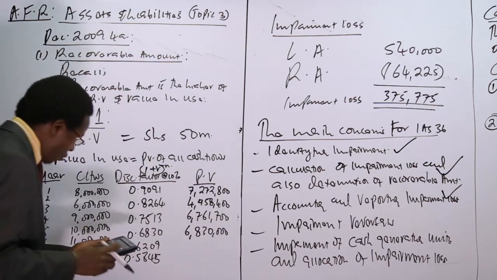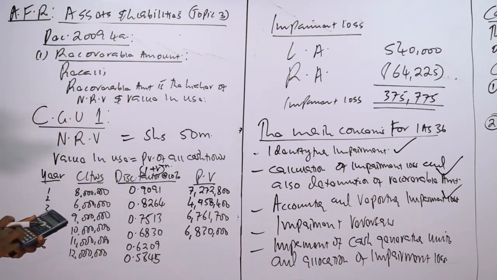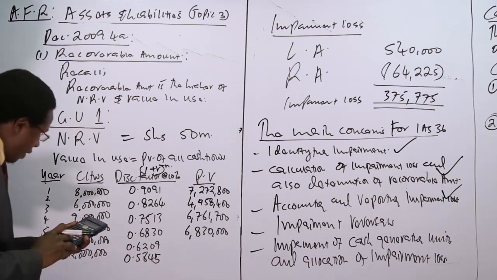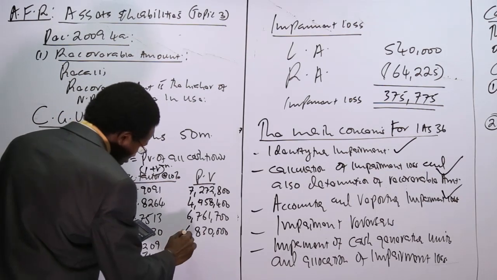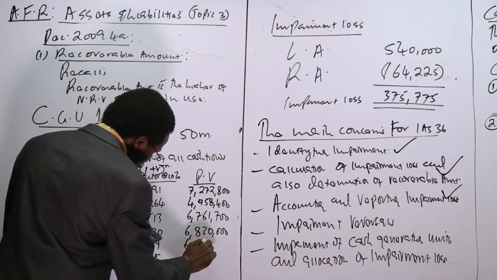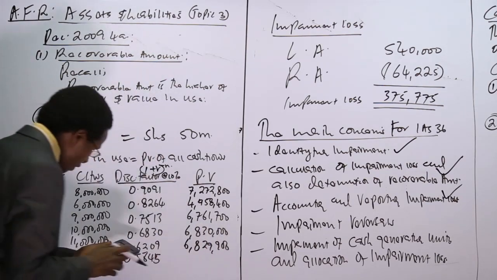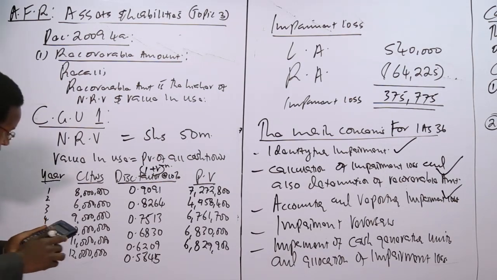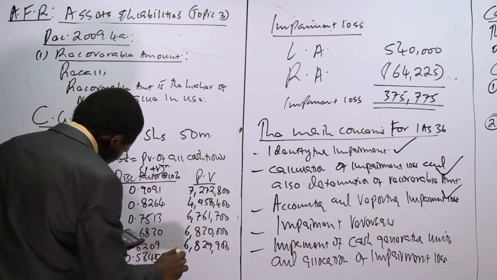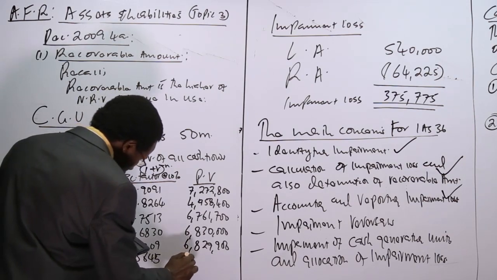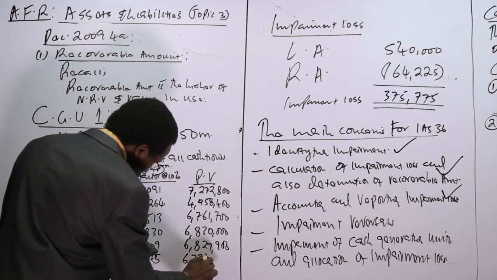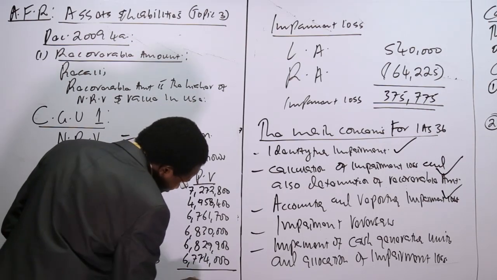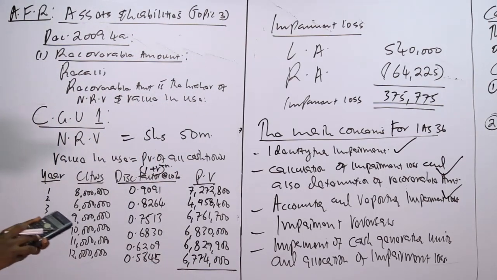That gives 6,830,000. Then we have 11 million by 0.6209, which comes to 6,829,900. Then we have the 12 million by 0.5645, which gives 6,774,000.